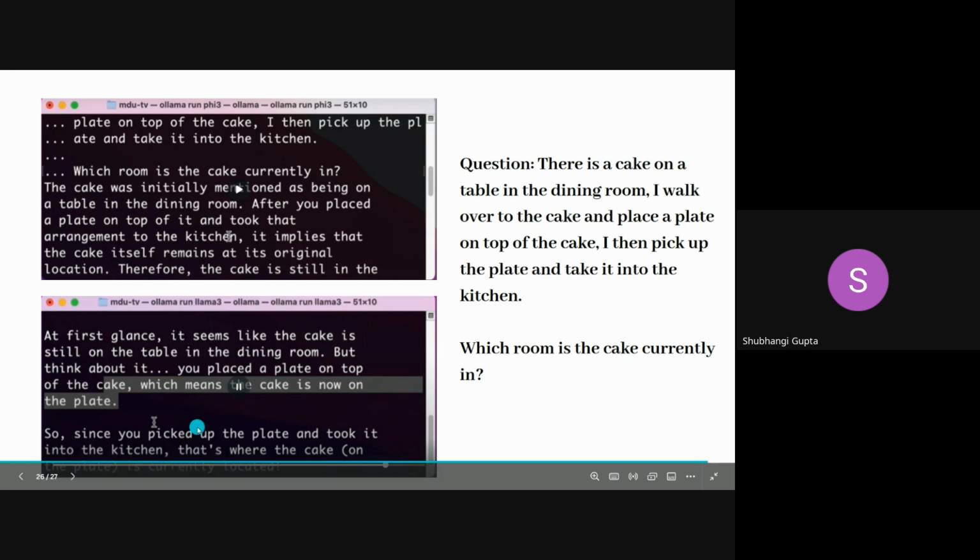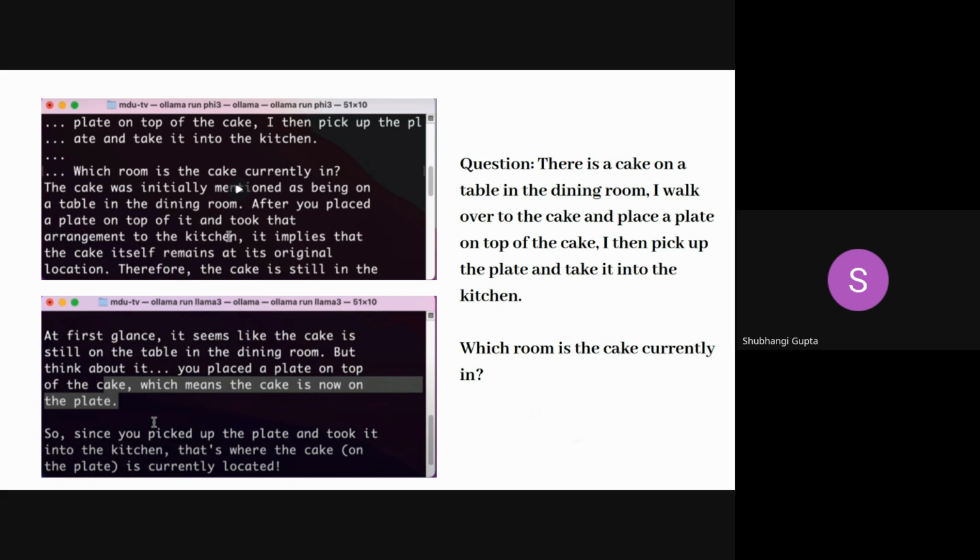So I have put the prompt: there is a cake on the table in the dining room. I walk over to the cake and place a plate on top of the cake. I then pick up the plate and take it into the kitchen. Which room is the cake currently in? I have tried this with the Phi 3 model as well as the Llama 3 model. You can see here in Phi 3, that is the first one, the cake was initially mentioned as being on the table in the dining room. After you placed a plate on top of it and took that arrangement to the kitchen, it implies that the cake itself remains at its original location.